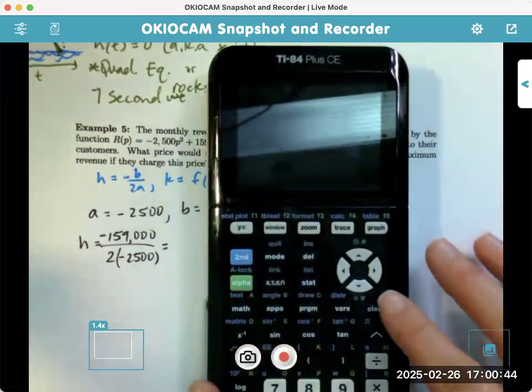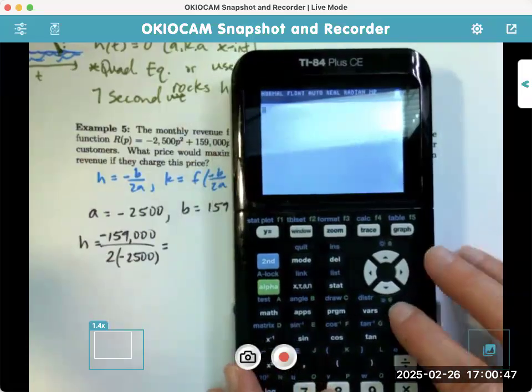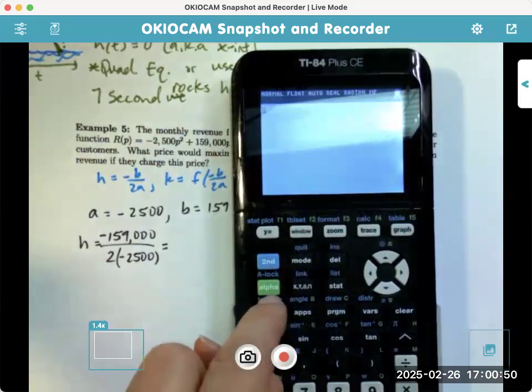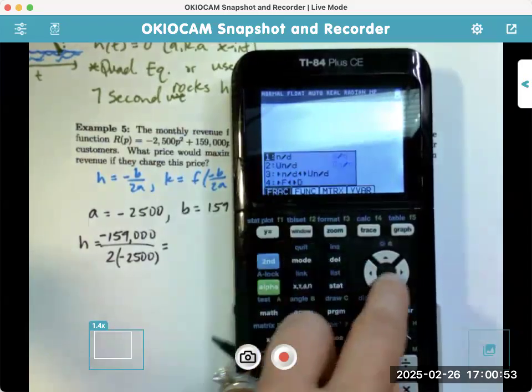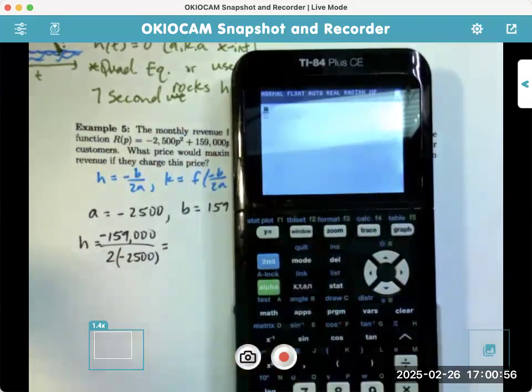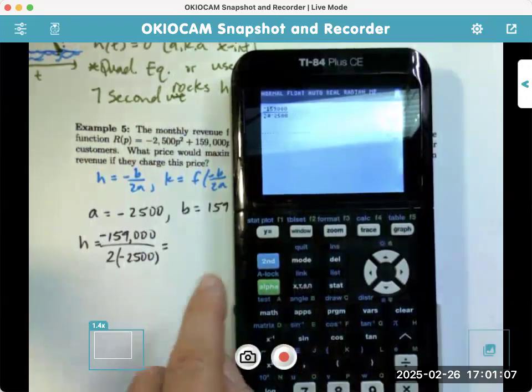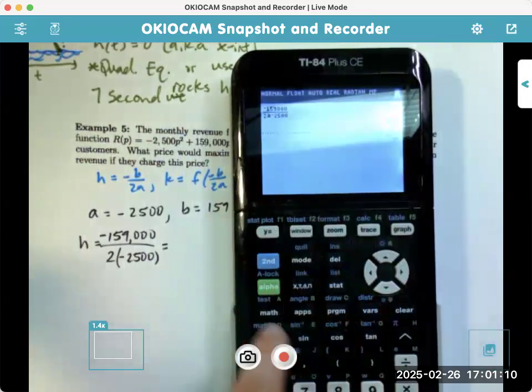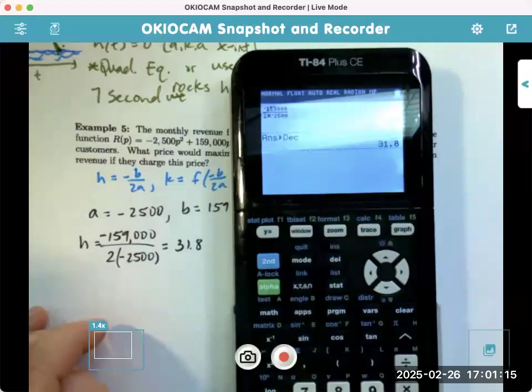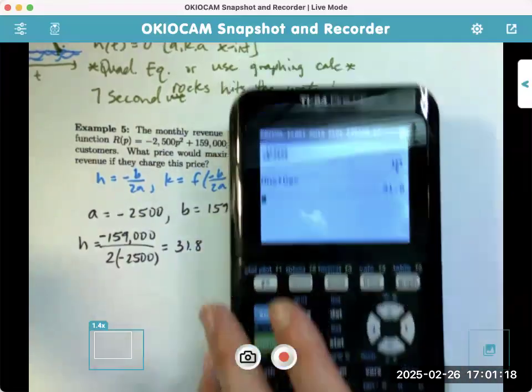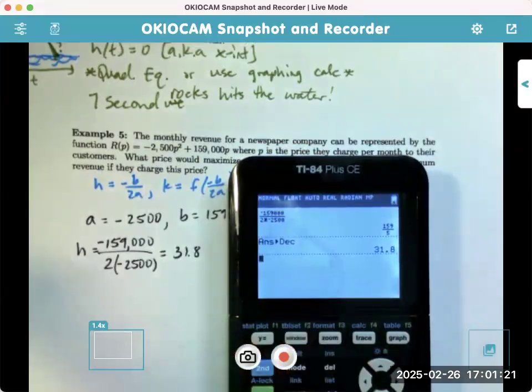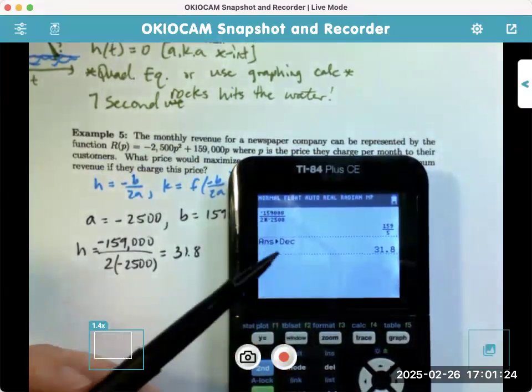I'm going to grab my handy dandy calculator here. If you go alpha y equals, you get this fancy fraction thing. So negative 159,000 divided by 2 times negative 2,500. Oh yeah, got this to a decimal. That's 31.8. So if you get a fraction, and my gosh, you can't even see it, I'm in the glare. So sorry.